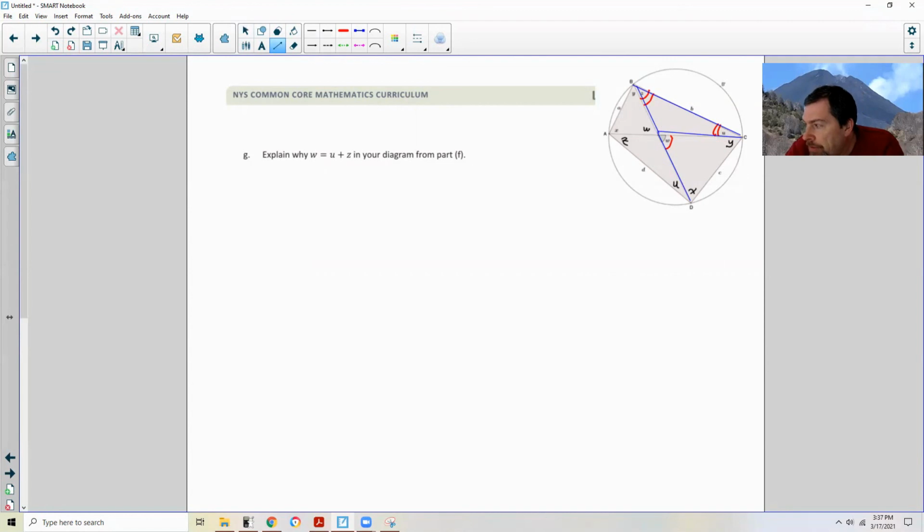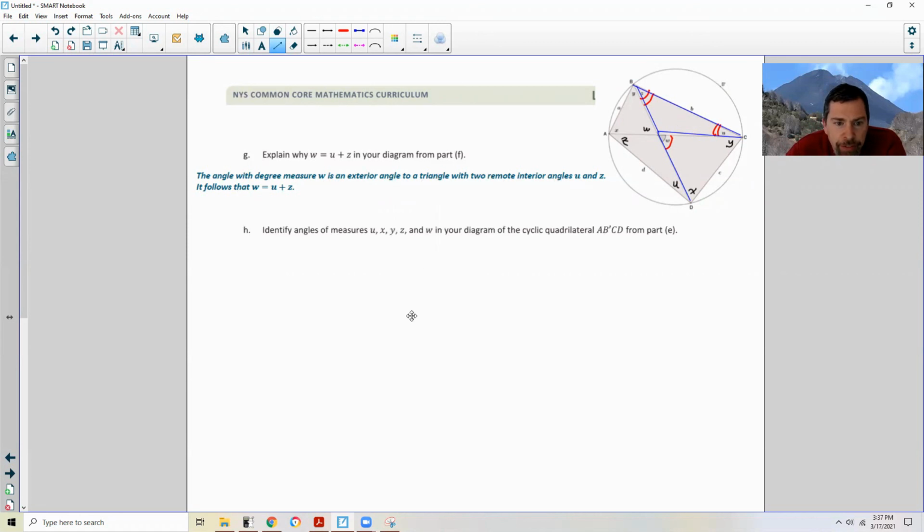So I will put that in words. The angle with degree measure W is an exterior angle to the triangle with two remote interior angles U and Z. So it follows that W equals U plus Z, as I drew in the diagram. H says identify angles of measure U, X, Y, Z, and W in your diagram of the cyclic quadrilateral A, B prime, C, D from part E.